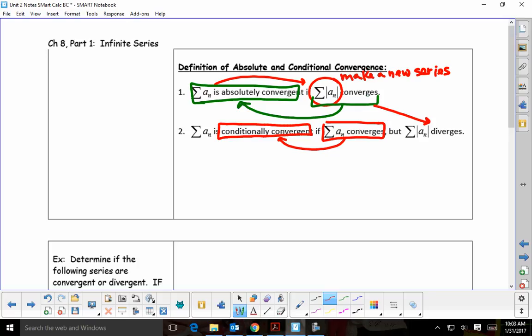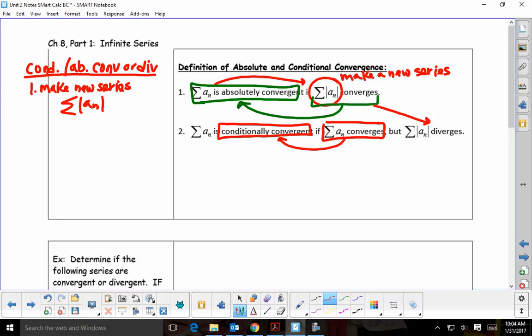I'm going to make a little flow for us, okay? Because this kind of looks weird. So, if it asks you, are you conditionally convergent, absolutely convergent, or divergent? This is our flow. We are going to make a new series. This is a whole new series. That series can do one of two things. It can converge, or it can diverge.